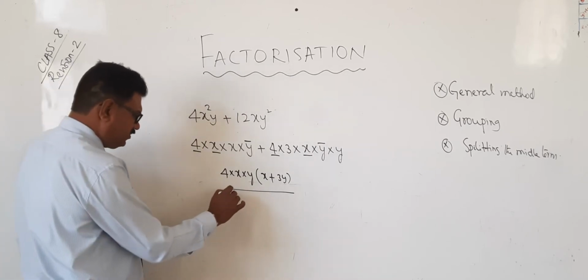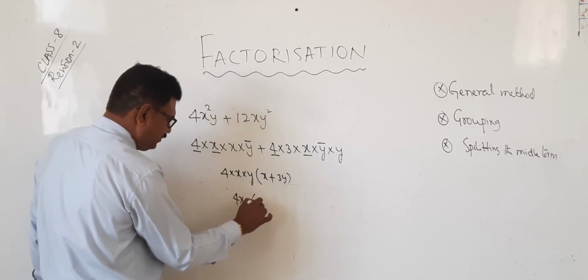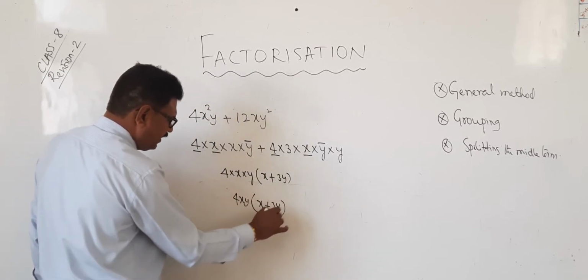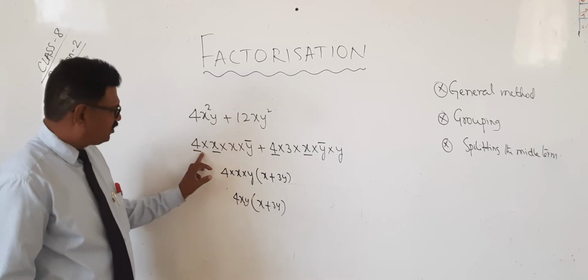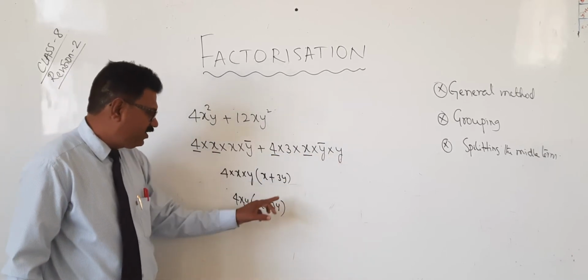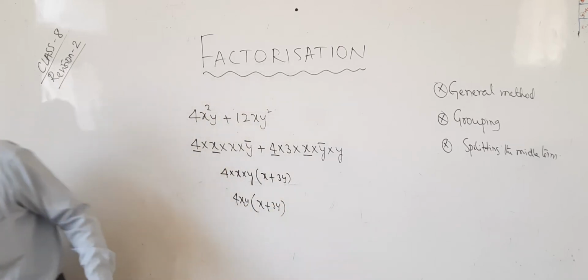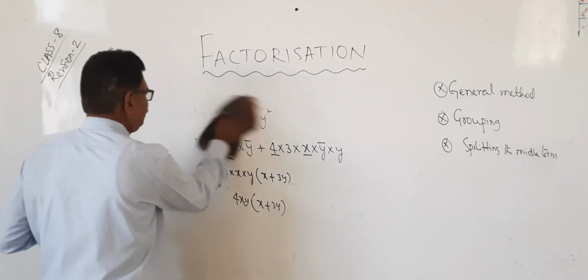Okay, so we can write this 4xy into x plus 3y. In the first one x is remaining, in the second one 3 into y, 3y only remaining. So this is general method. Okay, some more examples.